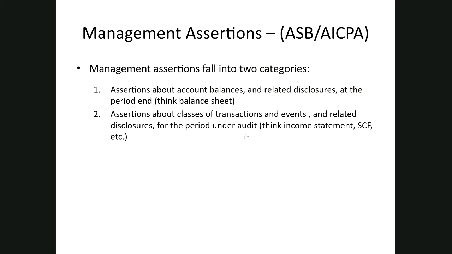The other type of assertion is assertions about classes, transactions, and events for the period under audit, and also their related disclosures. So for these, I think the easiest way to think about them are to kind of think about them as your income statement disclosures. And of course, they're your statement of cash flow disclosures too. But I kind of feel like the easiest delineation is to think about these guys as your balance sheet disclosures and these guys as your income statement disclosures.